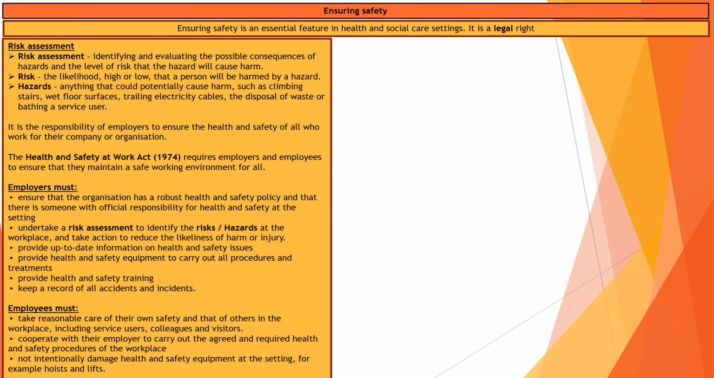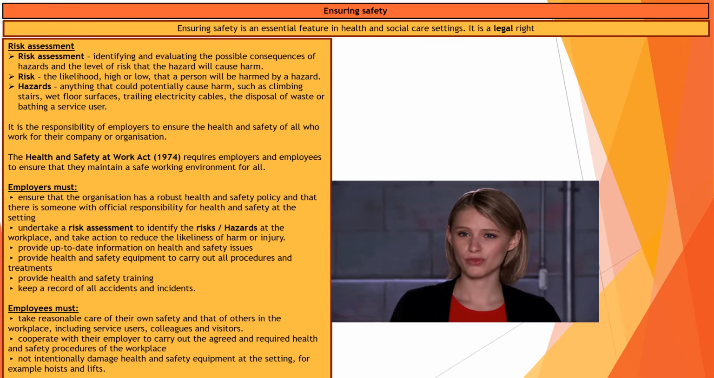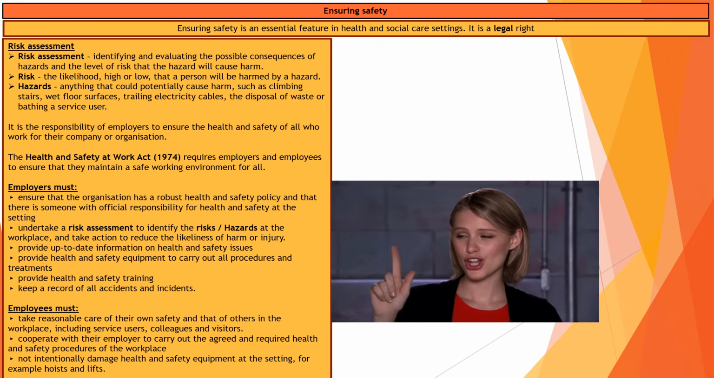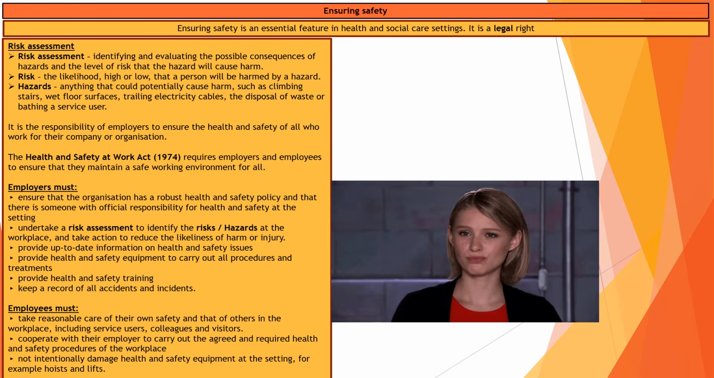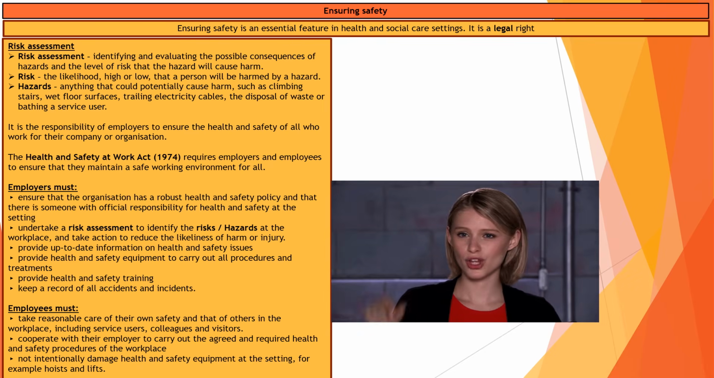It's the responsibility of employers to ensure that health and safety is really protected when working in healthcare settings. The Health and Safety at Work Act of 1974 ensures that all employers and employees must maintain a safe working environment. As part of this, employers need to make sure that they have a health and safety check. They need to be doing these risk assessments, looking for any potential hazards, sources of danger, and they need to update these records regularly, keep staff updated of risk assessments, and make sure they provide training to protect all their workers, as well as record any accidents that have taken place.